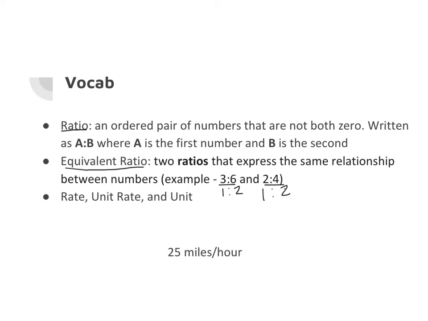Now, your last three words are rate, unit rate, and unit. Instead of giving you definitions, we're just going to label the 25 miles per hour. We're going to label the difference in all of those. So, first of all, the rate is the whole thing. So, the 25 miles per hour is your rate. Okay? Your unit rate is going to be just the 25.